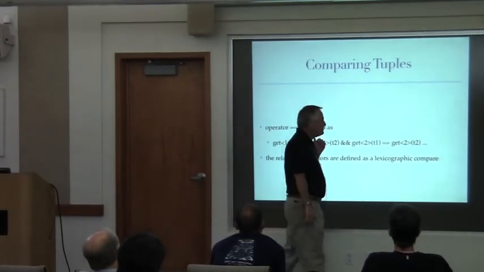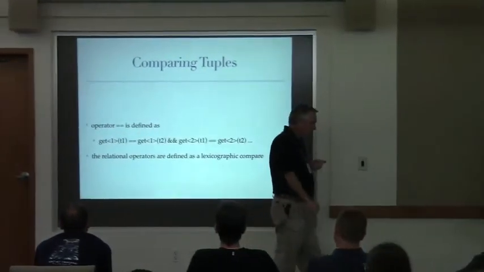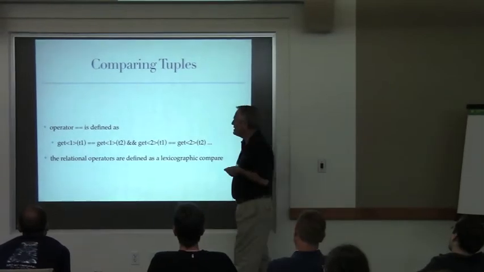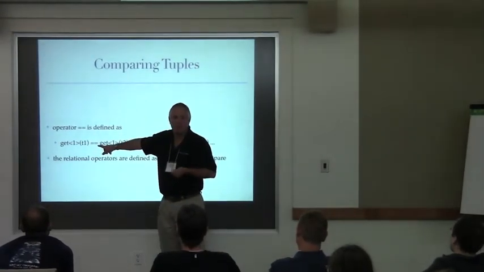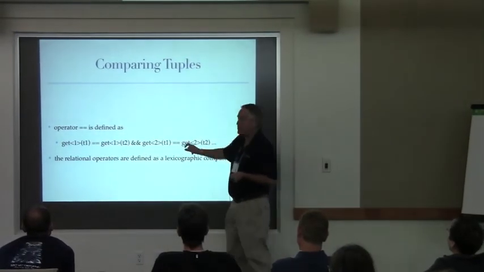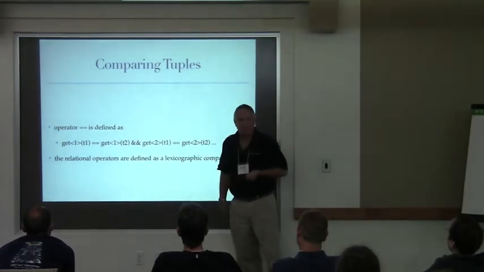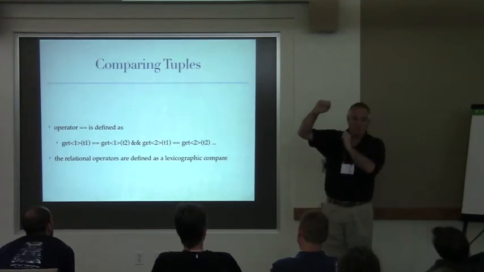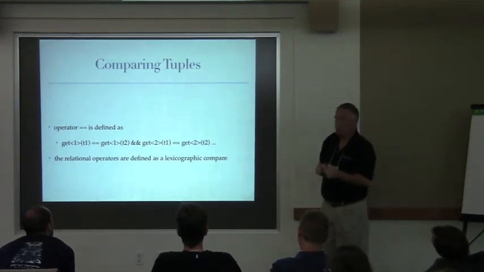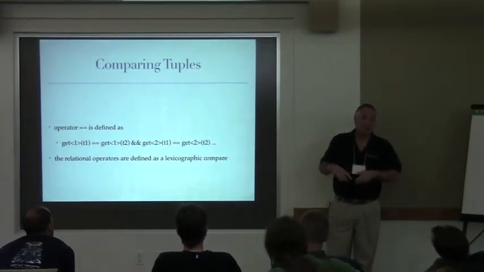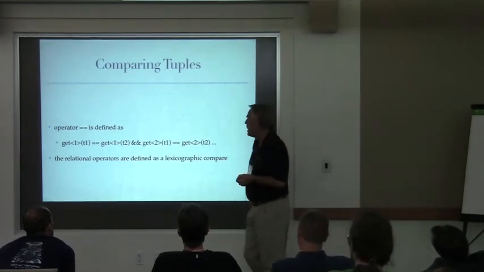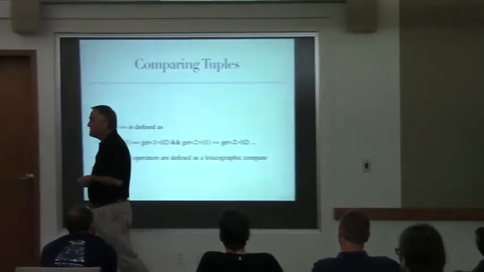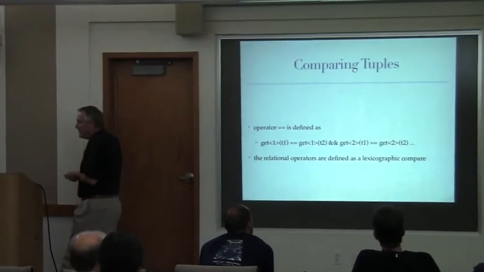comparing tuples. Operator equal for a tuple is defined as: is the first element the same? Is the second element the same? Is the third element the same? It should be 0, 1, 2, whatever. It basically does member-wise comparison. And it's short-circuit. As soon as it finds one that's not equal, it says, I'm done. The relational operators are defined the exact same way. This is called the lexicographic compare.